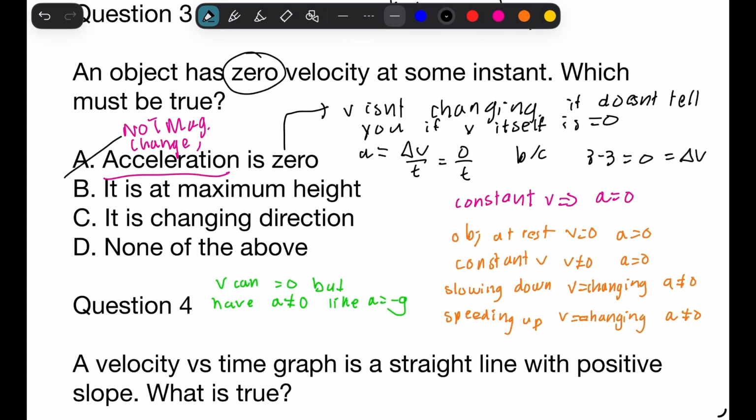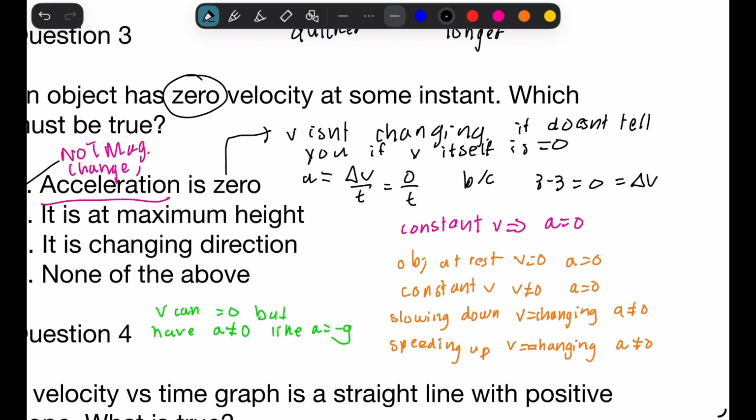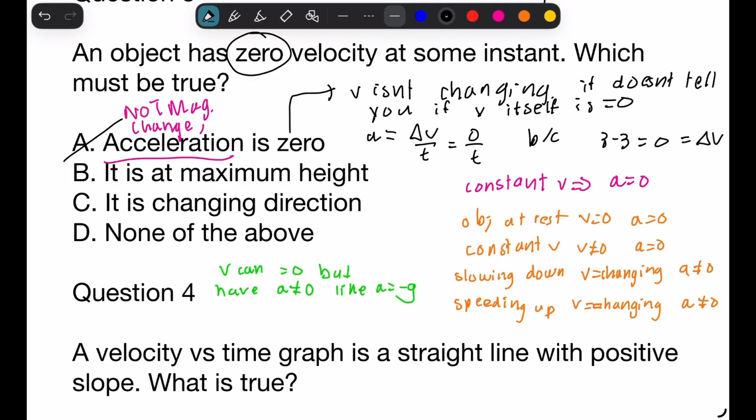An object has 0 velocity at some instant. What must be true? Well, A is not going to be right, because just because your acceleration is 0, it doesn't mean that your velocity itself is equal to 0, because acceleration is just a change in velocity over time. If the change in velocity is equal to 0, that makes your acceleration equal to 0. For example, you could have 3 minus 3 equals 0, which means you started with 3 and ended with 3 as well. Those are not equal to 0; just the difference between them is equal to 0. So that's false. You can't just assume that.